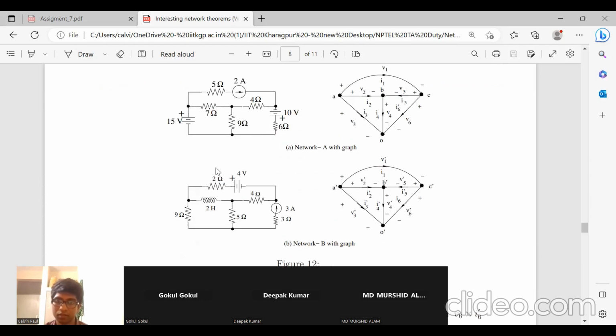Next, network B also has the same structure as network A. The elements all are different, but it has the same structure. So we replace it like this. These nodes, A is replaced by A prime, B is replaced by B dash, C is replaced by C dash, etc. Even this V1 is replaced by V1 dash, I1 is replaced by I1 dash. Like that we have formed the circuit. We have formed a graph. Any confusion to this?